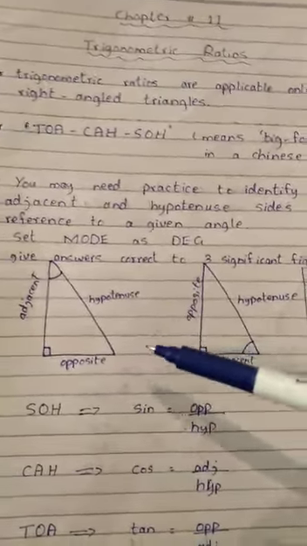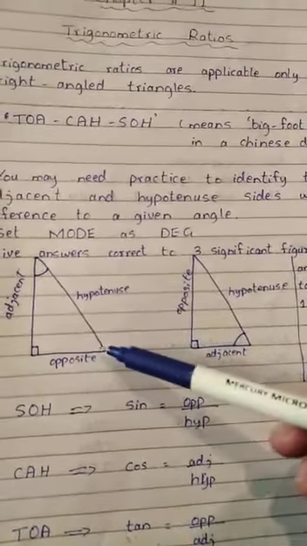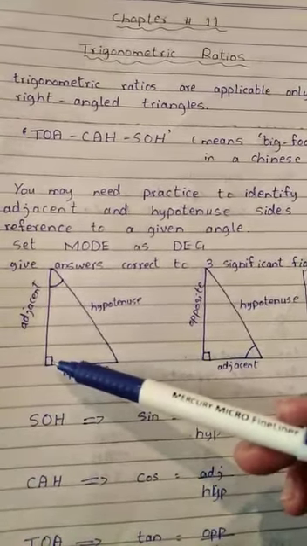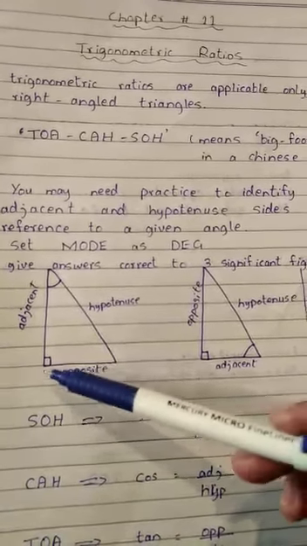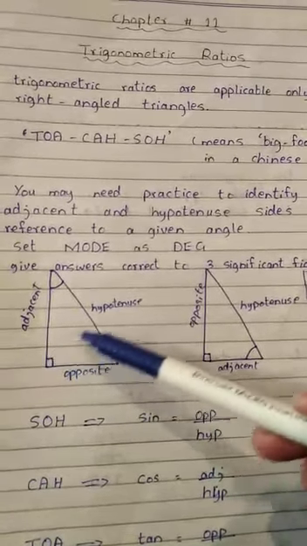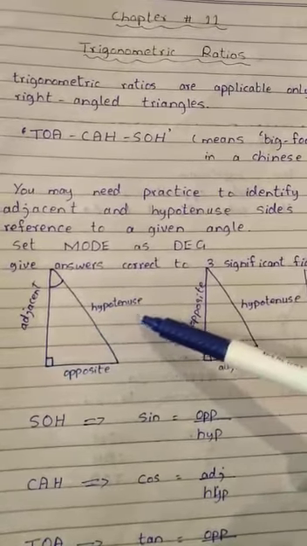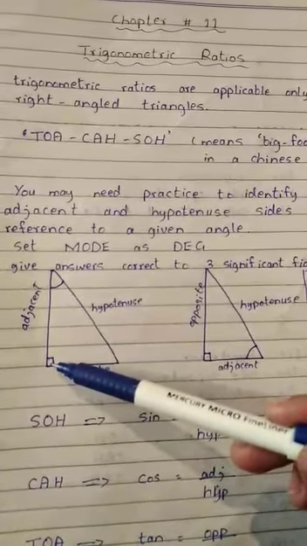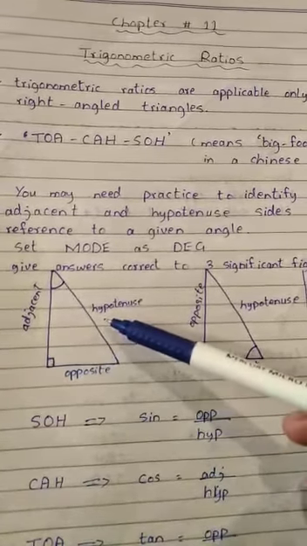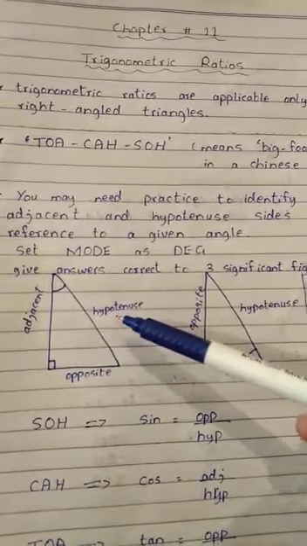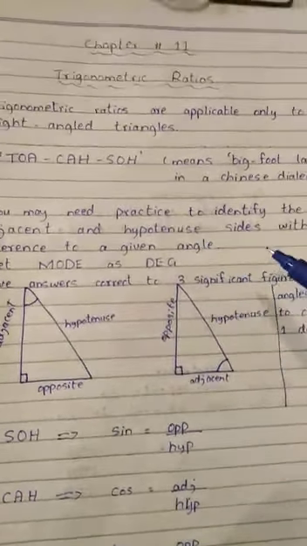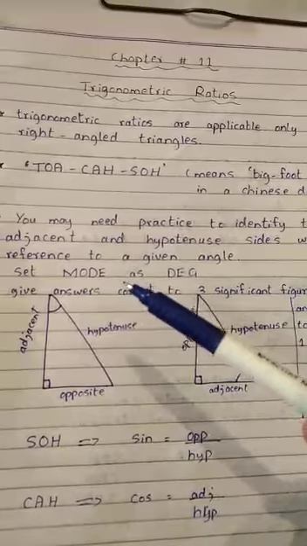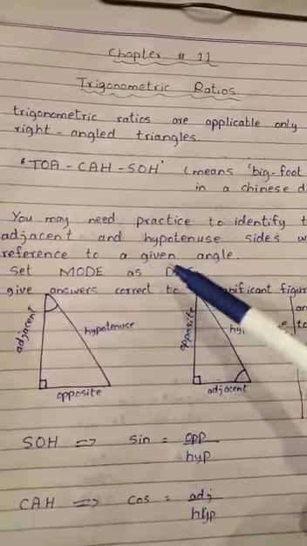Okay, now let's come to the trigonometric ratios. This is a right angle triangle. We know that because in a right angle triangle, there must be one angle of 90 degrees. And we know that the side opposite to the right angle is called the hypotenuse. Hypotenuse is the longest side of the right angle triangle. Now, as I told you, you just need to identify the adjacent side, the hypotenuse and the opposite side with reference to a given angle.